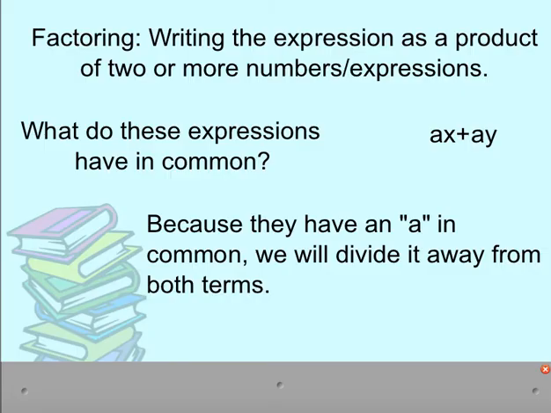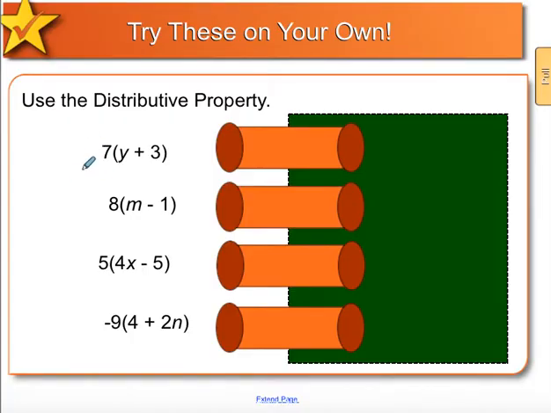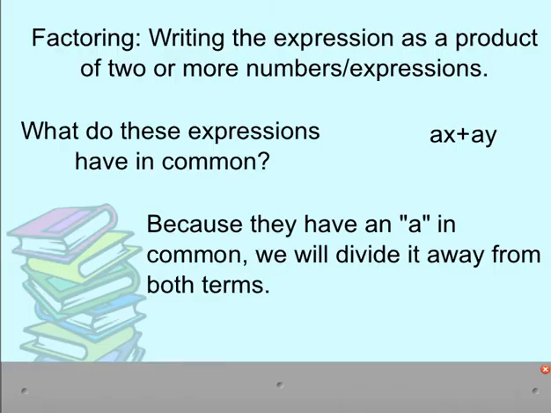Now, distributive property and factoring are opposites of each other, so we can go back and forth between them. Factoring is writing the expression as a product of two or more numbers and expressions. Basically, what we have here is the factored form. We have two or more expressions being multiplied together. And here is our expanded form, what we get when we distribute. So we basically want to say, what did we come from? What was the factored form?